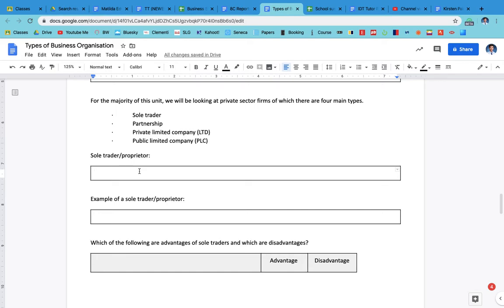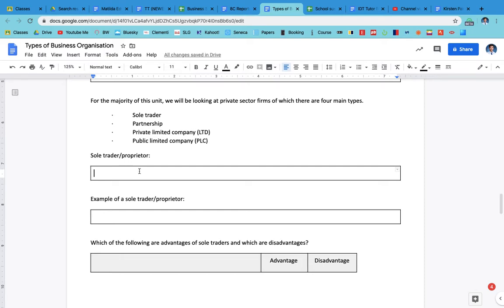So these are different. If you start a business, every single business in the world is one of these four structures. Okay, so they're either a sole trader, a partnership, a private limited company, or a public limited company. There's nothing else that they can really be. There is a cooperative, but we'll do them separately. So there's five. I was wrong. There's five. So we're going to talk about sole traders and partnerships.